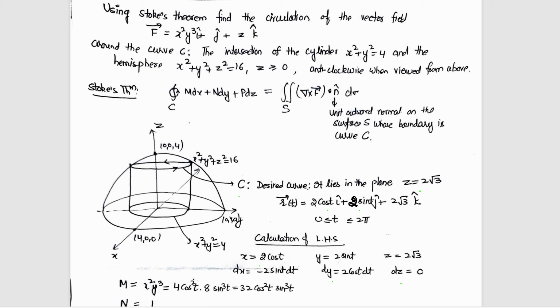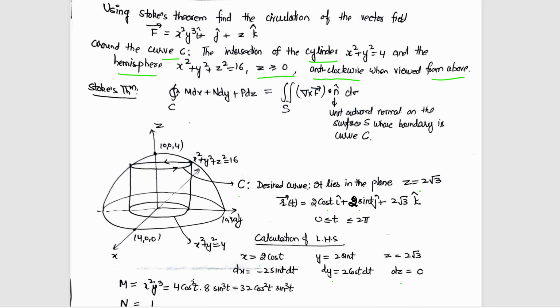In this video, we are going to use Stokes' theorem to find the circulation of a vector field F around the curve C, where C lies on the intersection of the cylinder x² + y² = 4 and the hemisphere x² + y² + z² = 16 and z ≥ 0. The curve C is oriented anti-clockwise when viewed from above.